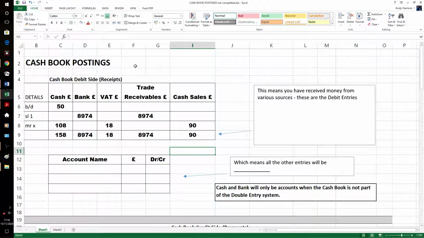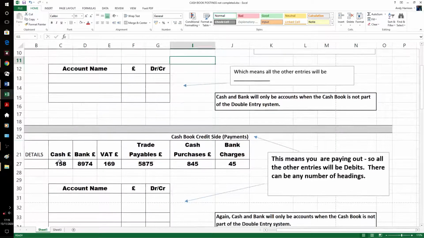So this is our cash book as it was completed, albeit a very small one. Started off with £50 cash, a cash sale of £90 plus 18 VAT, 118, total 158. It's got to be that way around because you can't have negative cash. However, banks of course can be overdrawn. This one was, they've had £8,974 in from a credit customer. Should help clear an overdraft.